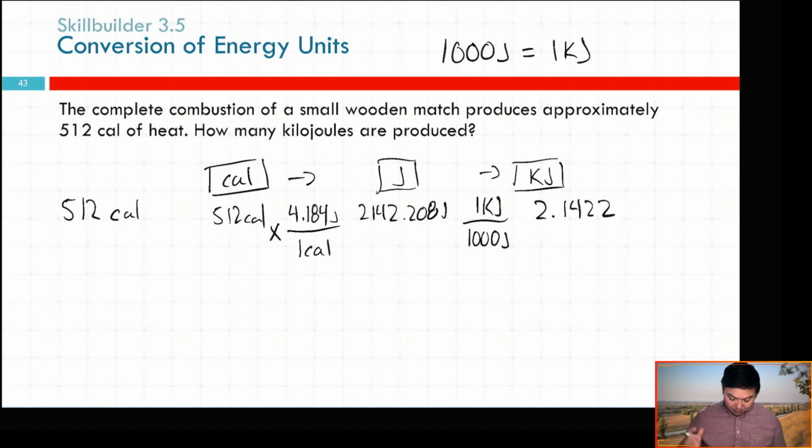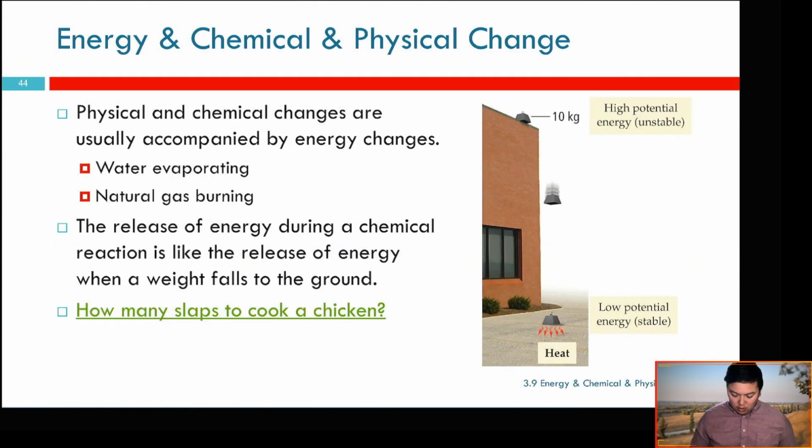Divide by 1,000. All right, and then only 3 significant figures, right? Kilojoules, 2.14 kilojoules. All right, moving on. If there are no questions about that, aside from me typing in the wrong stuff.